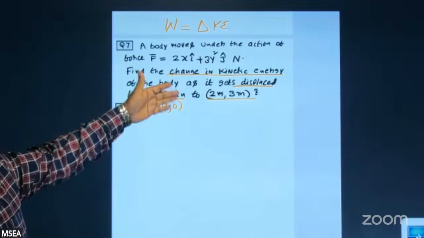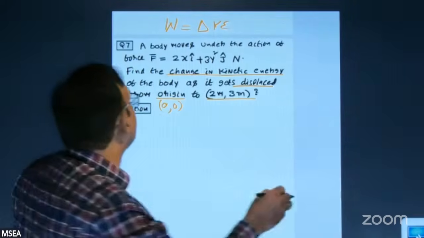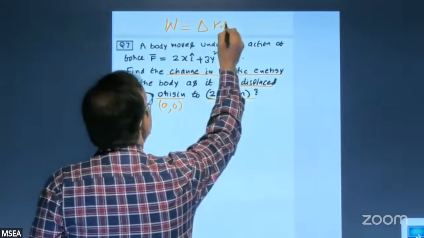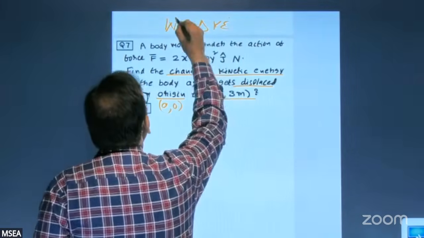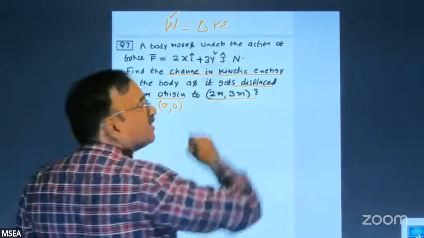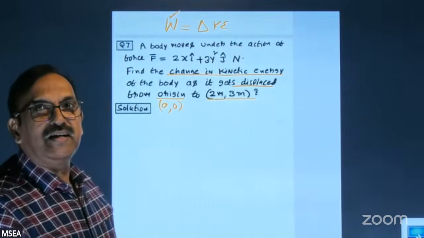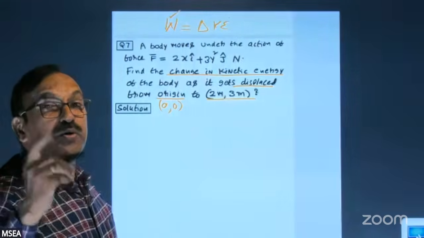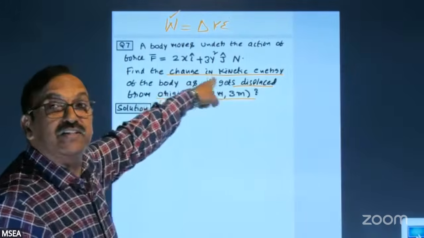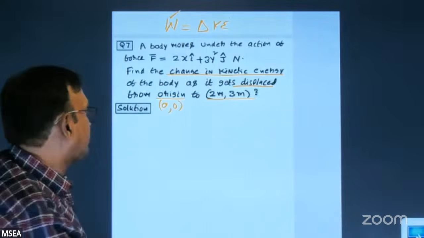So this is a net force. Work done by net force is change in kinetic energy. So in order to calculate change in kinetic energy, if you can calculate work done, that's enough. Then how to calculate work done when the force is variable?